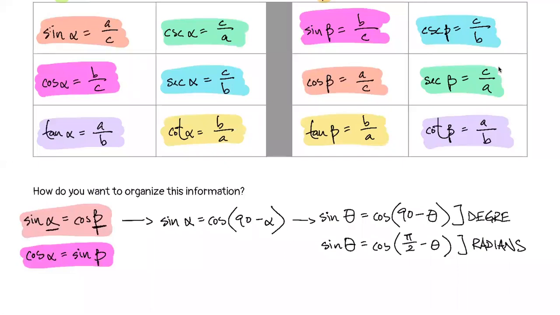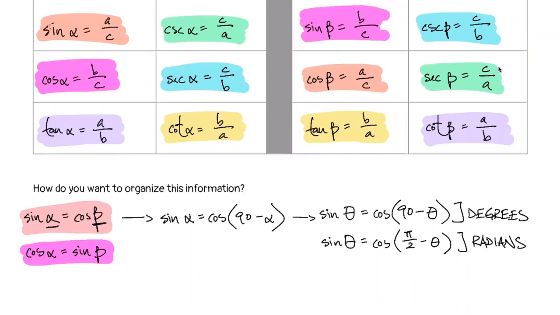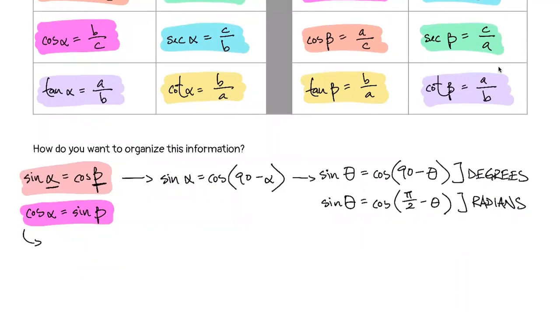So if you look up the equation for a cofunction, some resources might say 90 minus theta, some of them might say pi over 2 minus theta, but it's the same thing. It's just that one of them is for degrees. So if your question's in degrees, you want to use that one. But if your question's in radians, then you want to use the other one. So cosine and sine are cofunctions. We could write this hot pink one as cosine theta equals sine of 90 minus theta, or sine of pi over 2 minus theta.